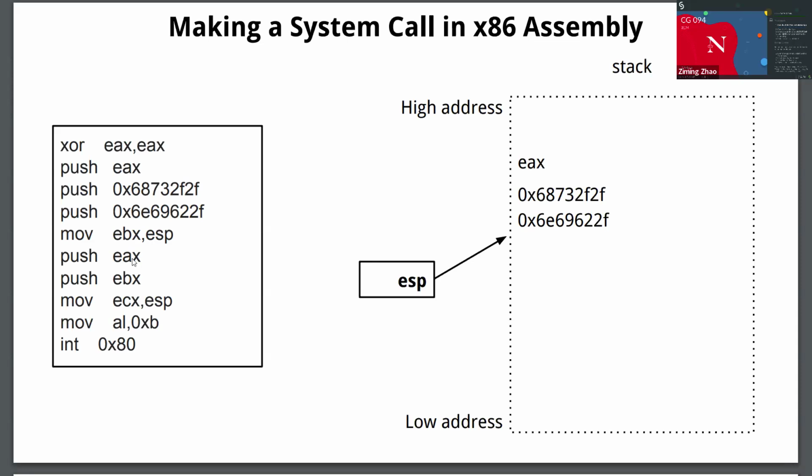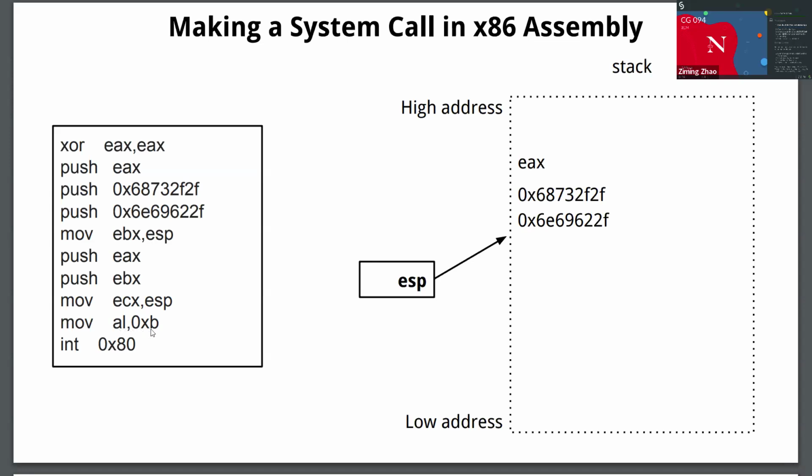Then we push EAX again, so we get another 0 there. Then we push EBX. Then we are pushing that address to the stack, because we actually needed that address on the stack. ESP has that address, but we needed that address on the stack. That's why we are pushing it again. We will revisit this later. Then we move ESP to this.